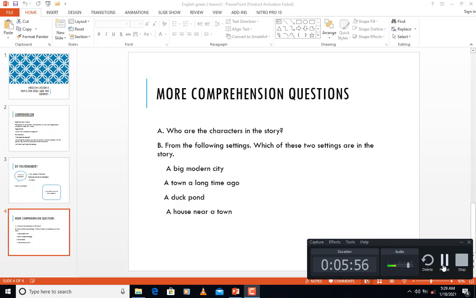Remember, we put our full stop at the end of a sentence. We also use our finger spacing.